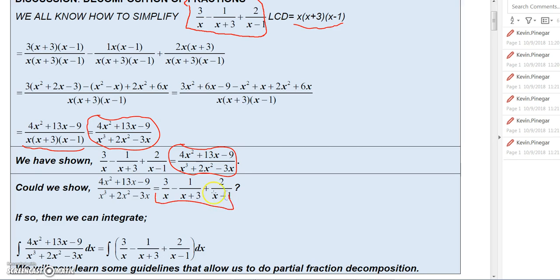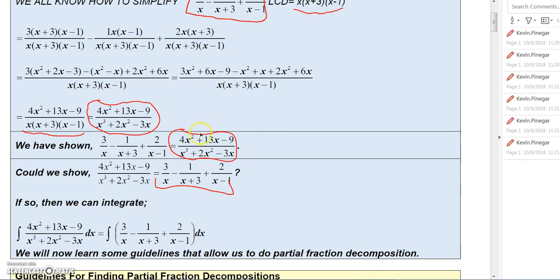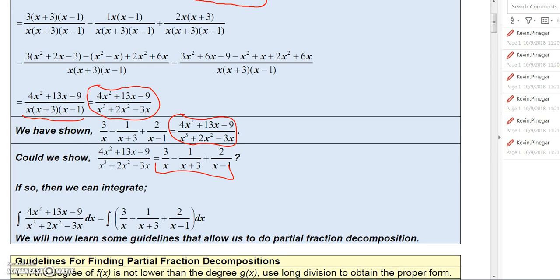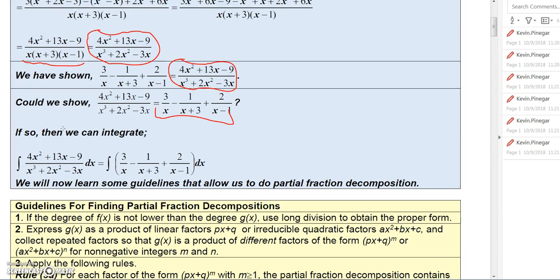Well, if you were asked, think about this. Suppose you were asked to integrate this rational function here. Well, it's probably very difficult to integrate it in this form, but if you could break it up into these fractions, you actually could integrate it term by term. And so that's what we want to do.